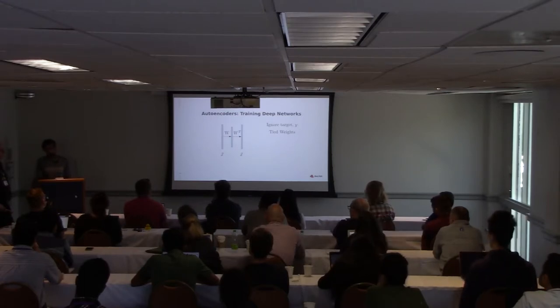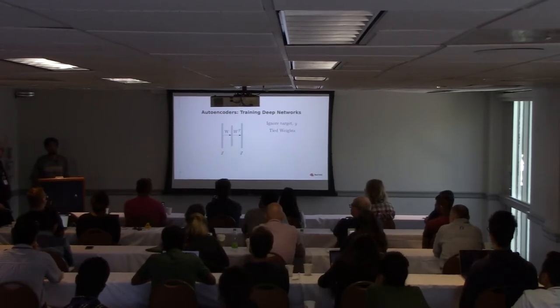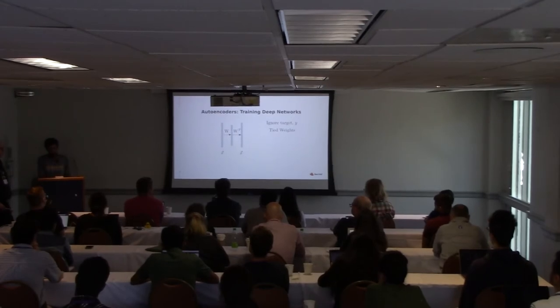And one way to do it is to say, give me a data set. So you have inputs and outputs. This is supervised learning. Forget the output. I don't care, right? I'll only look at the input X. And let me create an autoencoder, which is what that picture is. It's X getting mapped back to X.